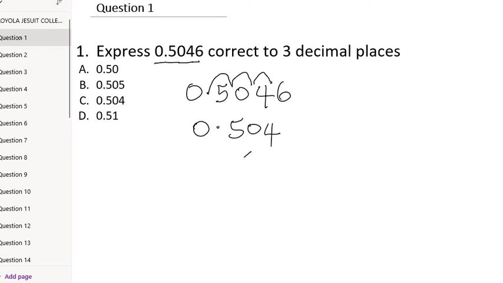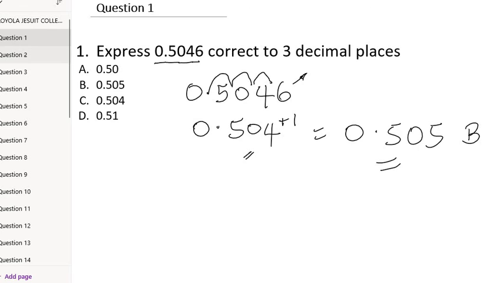But we can't leave our answer like this. The next digit after 4 is up to 5. So we round off 6 to 1, add the 1 to 4. Our final answer will be 0.504 plus 1 will give us 5. So our answer is B.